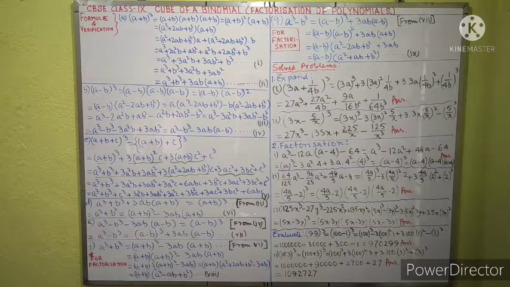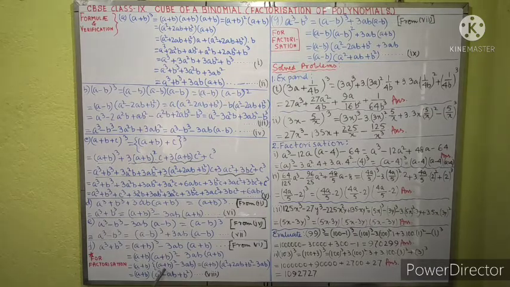Now for factorization, a cube plus b cube. We have seen that a cube plus b cube equals (a plus b) whole cube minus 3ab into (a plus b). And (a plus b) whole cube equals (a plus b) into (a plus b) whole square, and this is 3ab into (a plus b). We have taken (a plus b) common: (a plus b) into [(a plus b) whole square minus 3ab].